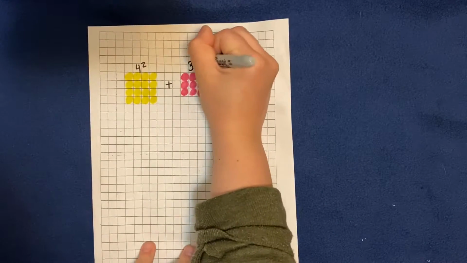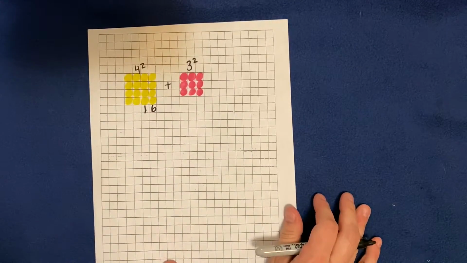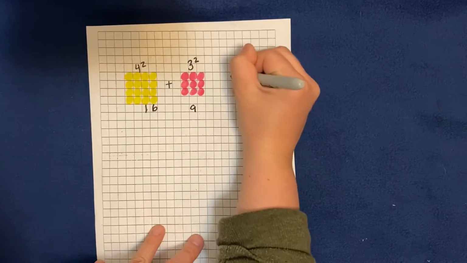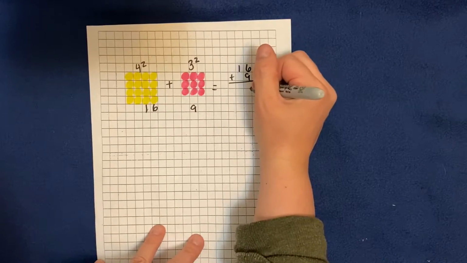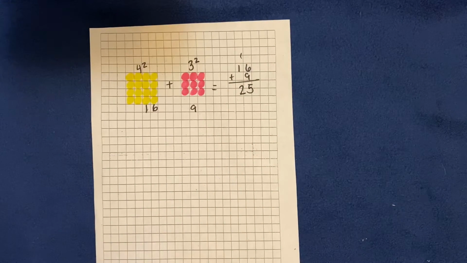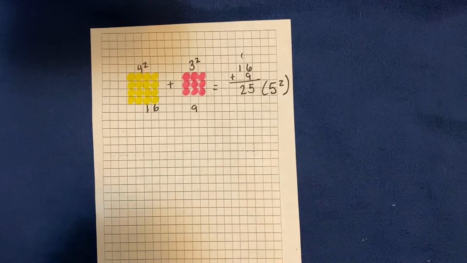So let's go ahead. This is 3 squared. So 4 squared is what? 16. 4 times 4 is 16. 3 squared is 9. So we need to add these. 16 plus 9. What is 6 plus 9? 15. 25. Like that. 25, that's interesting. Isn't 25 the square of 5? Very interesting. I wonder if you're able to do that with any other numbers.